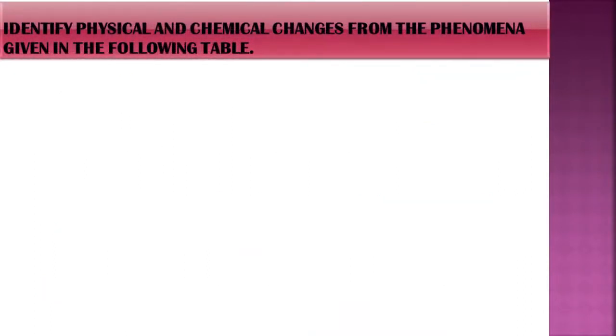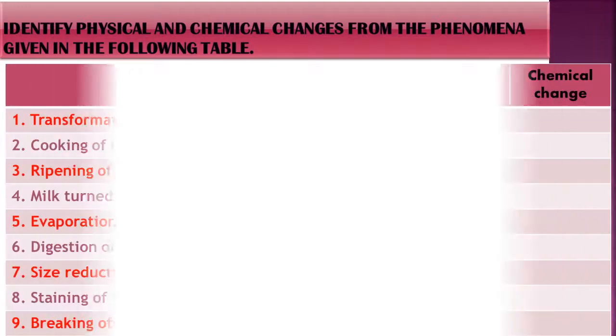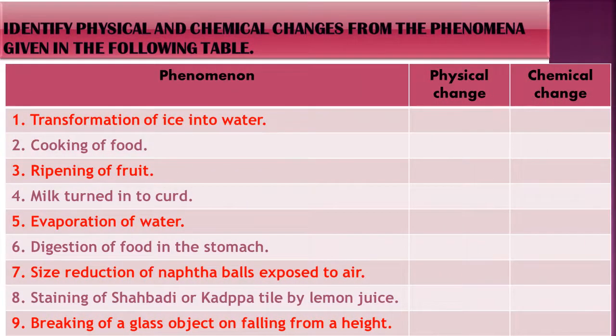Here one table is given in our textbook, page number 30. Identify physical and chemical changes from the phenomena given in the following table. The table has 3 columns, the phenomena are given, and we have to identify whether it is a physical change or a chemical change. So let's do it one by one.